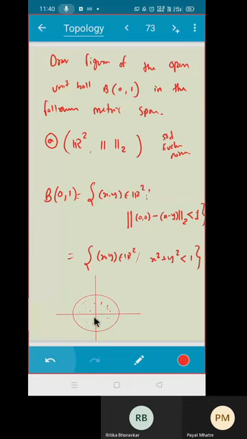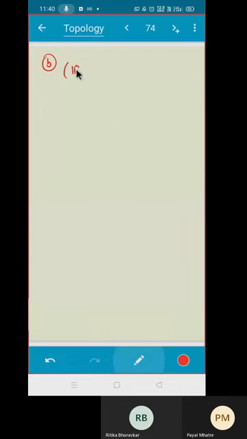Second, if I take in this space, say R2 again, but with norm 1. And the next will be norm infinity. If you have forgotten this norm 1, norm infinity, go back and check. I'll just show you quickly.